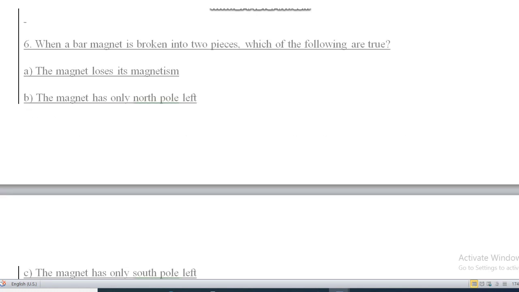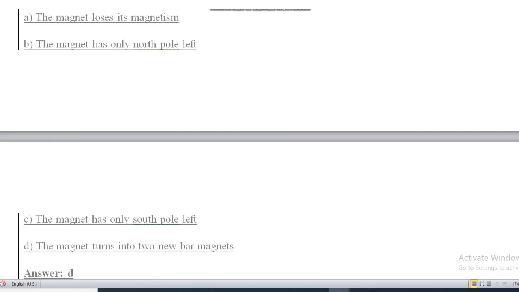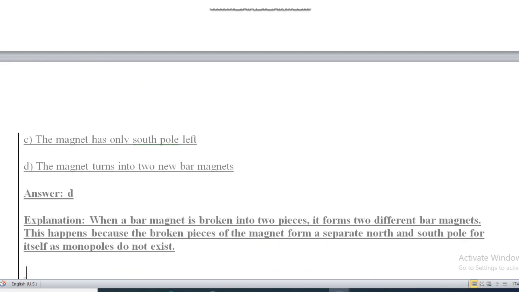Then next question is when a bar magnet is broken into two pieces, which of the following is true? Four options are given. A, the magnet loses its magnetism. B, the magnet has only north pole left. Then C is the magnet has only south pole left, and D is the magnet turns into two new bar magnets, and this is the correct option.